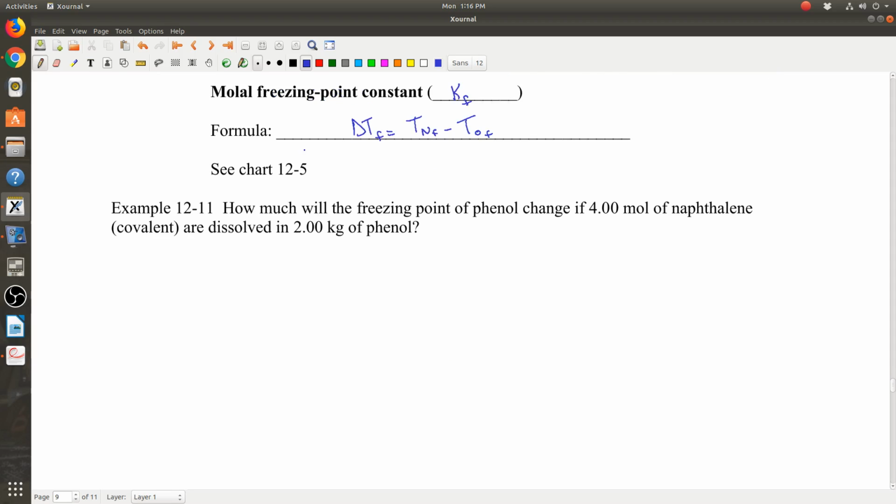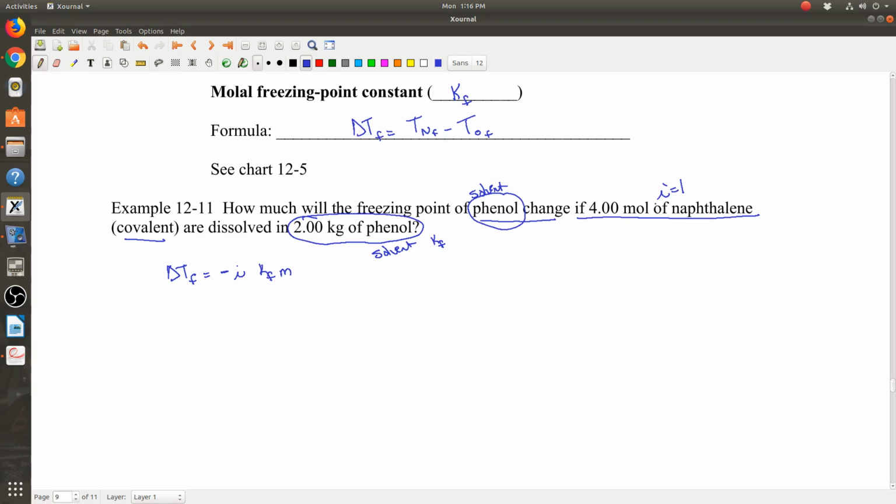How much will the freezing point of phenol change if 4 moles of naphthalene, which is covalent, so i is 1, are dissolved in 2 kilograms of phenol? So phenol is definitely the solvent. The solvent is where you get your K sub F, your freezing point constant. So let's write the formula: delta T sub F equals negative i K sub F m. Again, this formula is not used in the book. It's one I use from a different resource. So use this one, please.